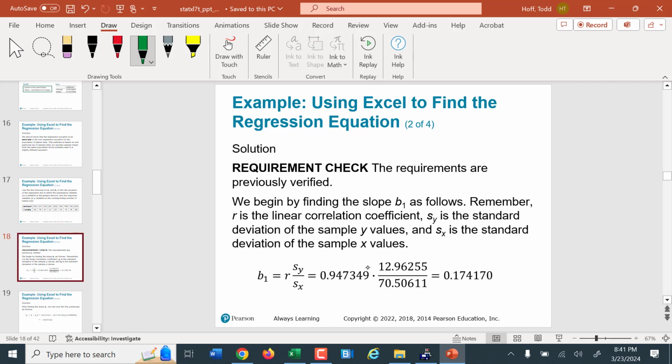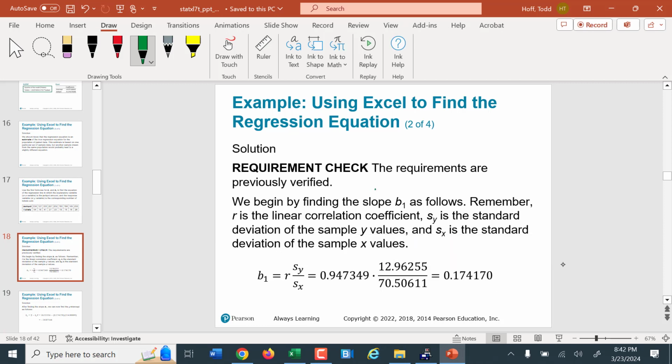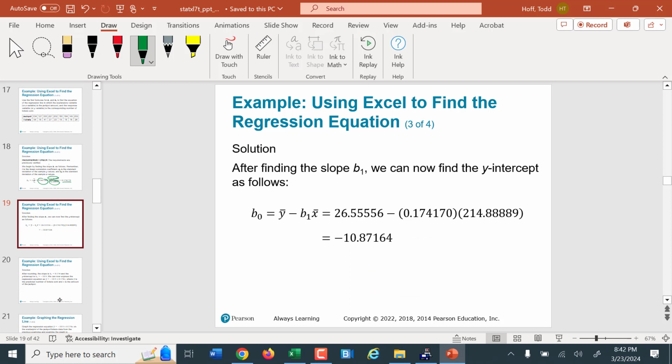Well, we did that calculation. We found B1 using the correlation coefficient, the standard deviation of y over the standard deviation of x, to get the 0.174 for the slope. And then we could use the equation. We did this in Excel, but we used the equation to get the y-intercept.